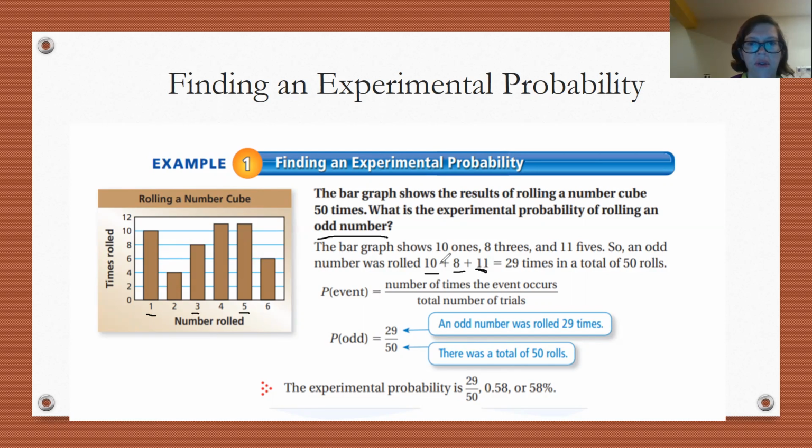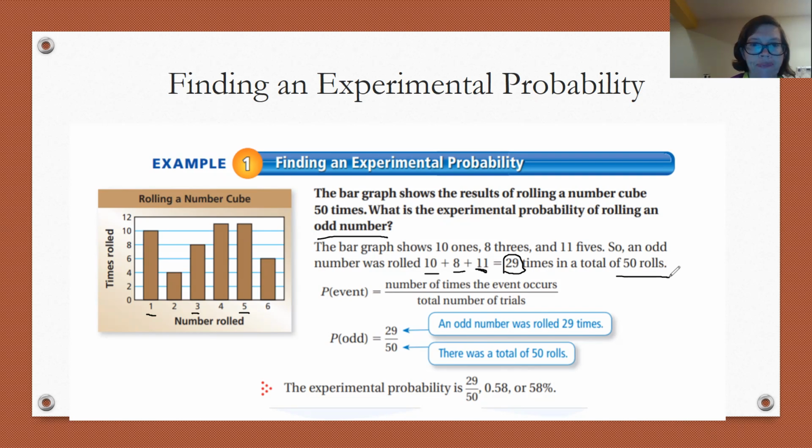Okay? So the odd number of 10 plus 8 plus 11 gives us a total of 29 times that an odd number was rolled, and a total of 50 rolls, because 50 times was the number of times this experiment was conducted, right?